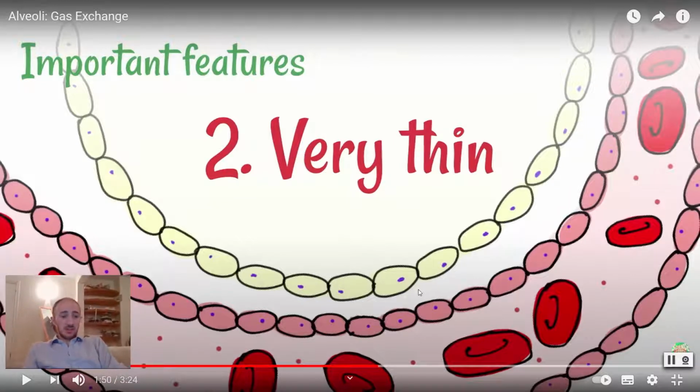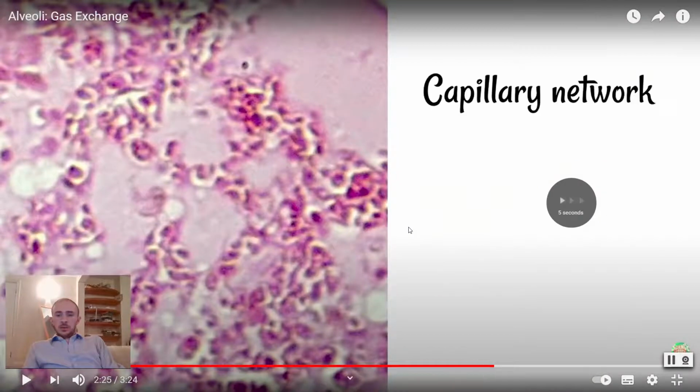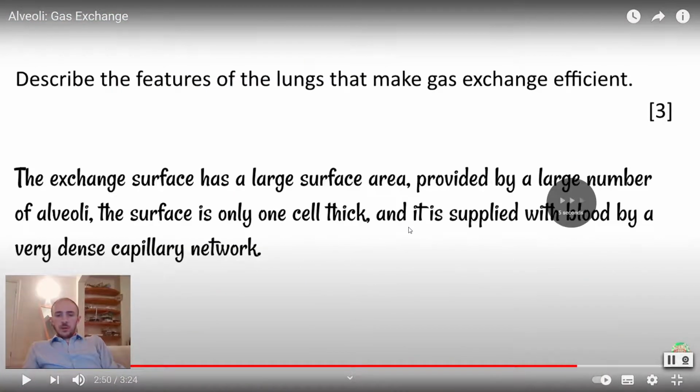The reason you want that is because it's only got a very small distance for oxygen to move. If it was ridiculously thick, like 10 cells thick, the oxygen would never get to the blood. It's too thick for it to move through. It's got a very short distance to move because it's got a very thin wall, 1 cell thick.